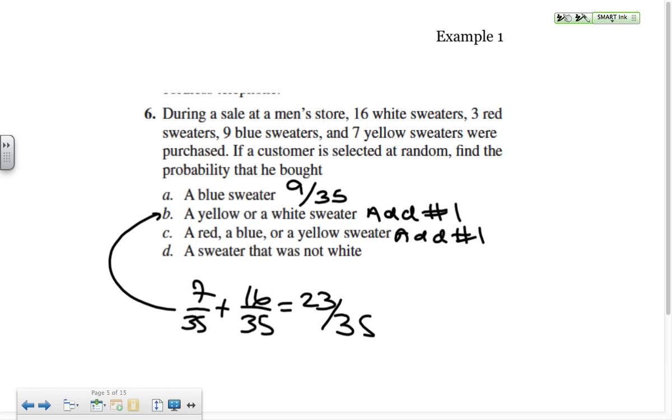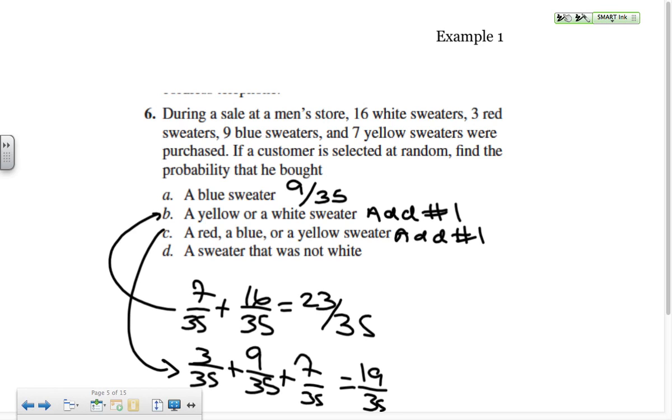And so red, yellow, or blue. So red is 3 out of 35. Blue is 9 out of 35. And yellow is 7 out of 35. So 9 plus 7 is 16, plus 3 is 19 out of 35. So 19 out of 35 is the probability that I will select one of those 3 colors.